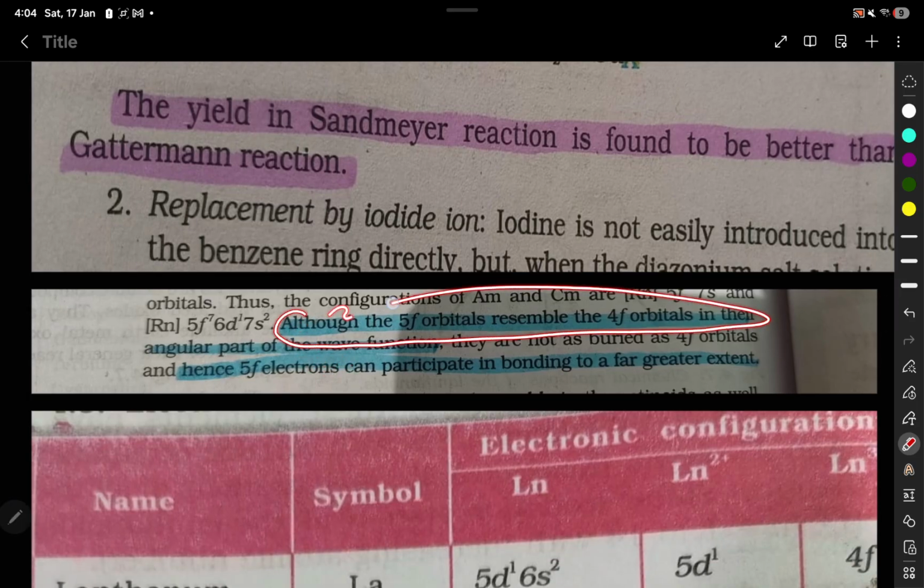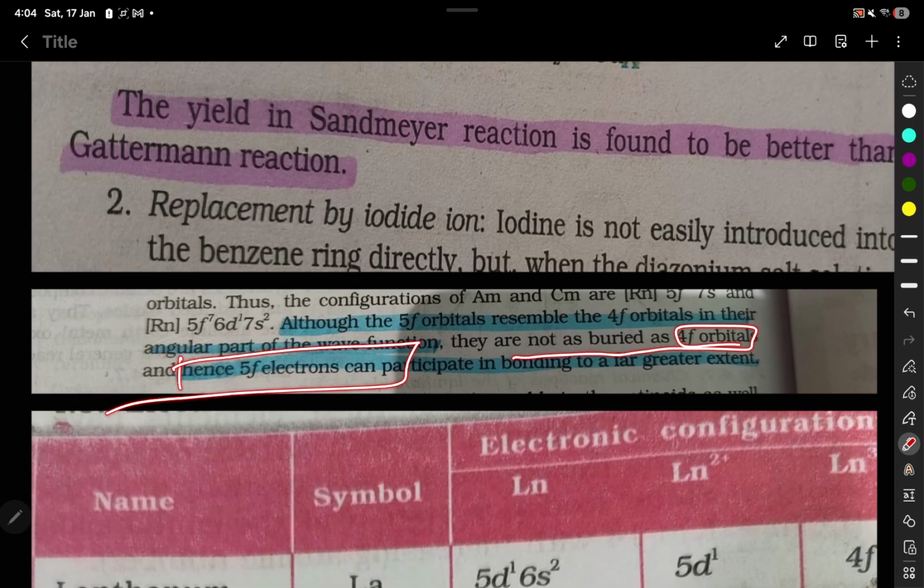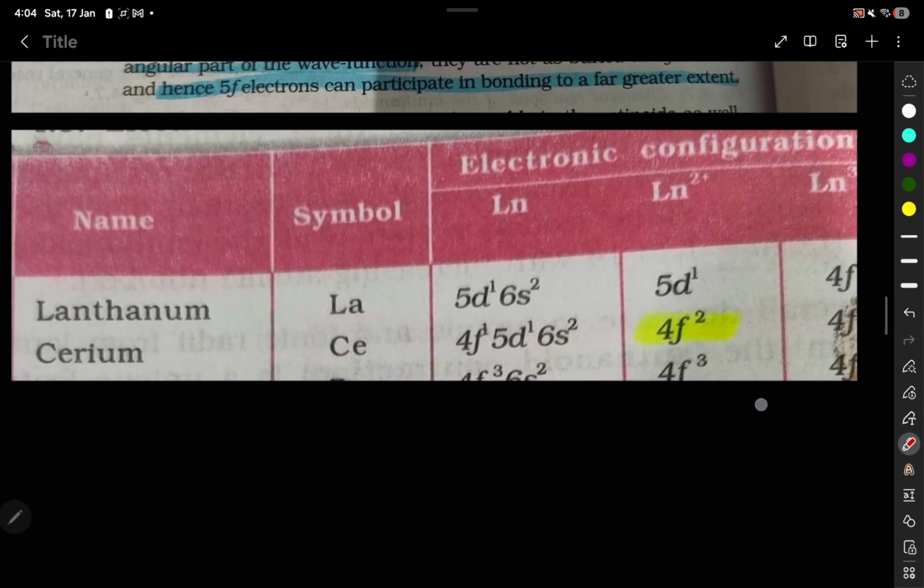Okay, so here it says that although the 5f orbitals resemble the 4f orbitals in the angular part of the wave function, they are not as buried as 4f orbitals, and hence 5f orbitals can participate in bonding to a farther extent. So please mark this up, it's important. I also missed it while reading D block.